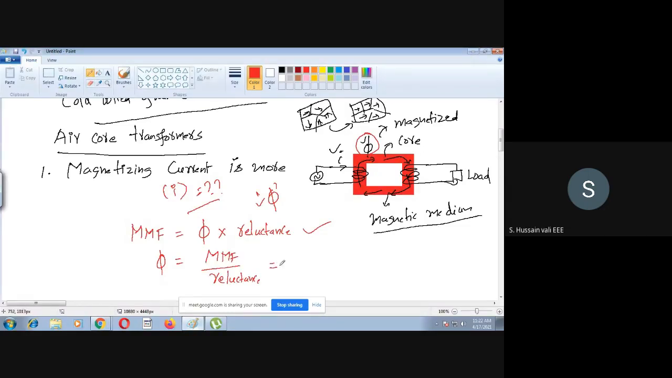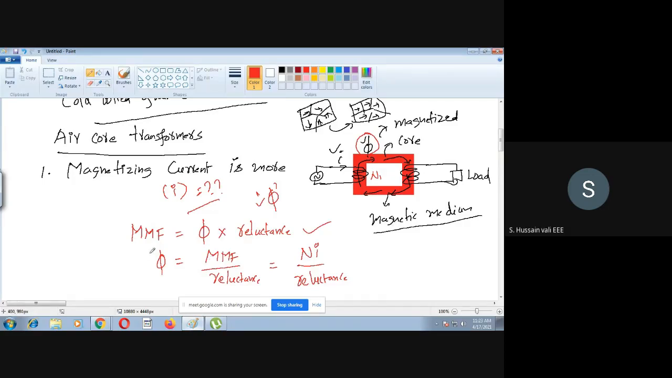What is meant by MMF? How do you calculate it? The equation for MMF is the number of turns into the current flowing in them. In the primary side you have some number of turns, say N1, and the current flowing here is I, so N1 into I. The product of the number of turns and the current flowing in the turns is called MMF, divided by reluctance.